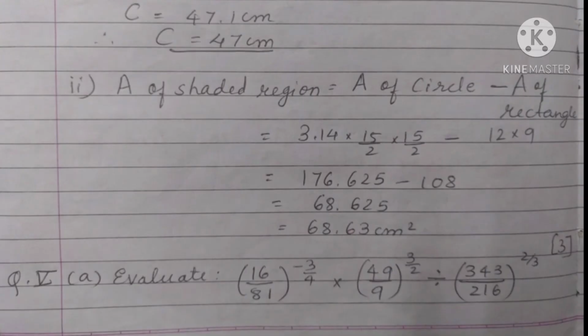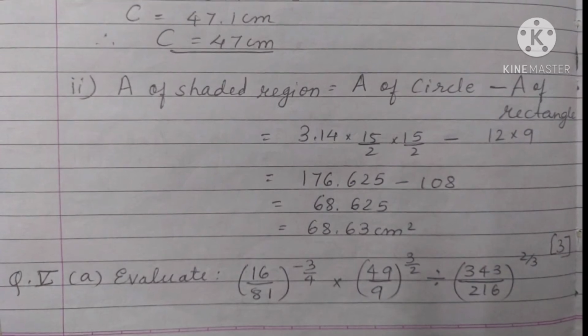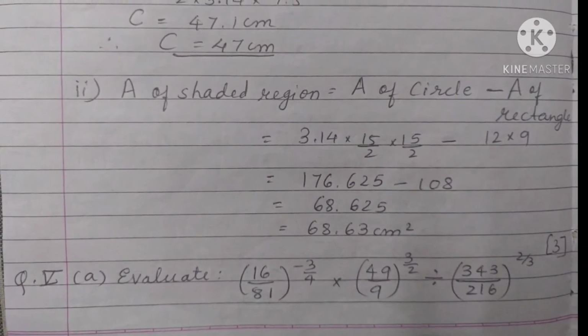Now second part, shaded region. So area of circle minus area of rectangle. For that, area of circle pi r square, pi value 3.14 multiply 15 by 2 multiply 15 by 2, minus 12 multiply 9, that is area of rectangle.